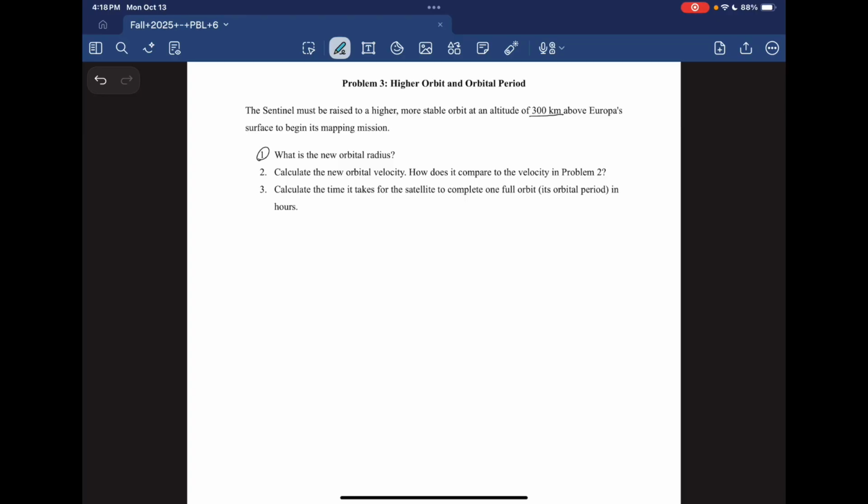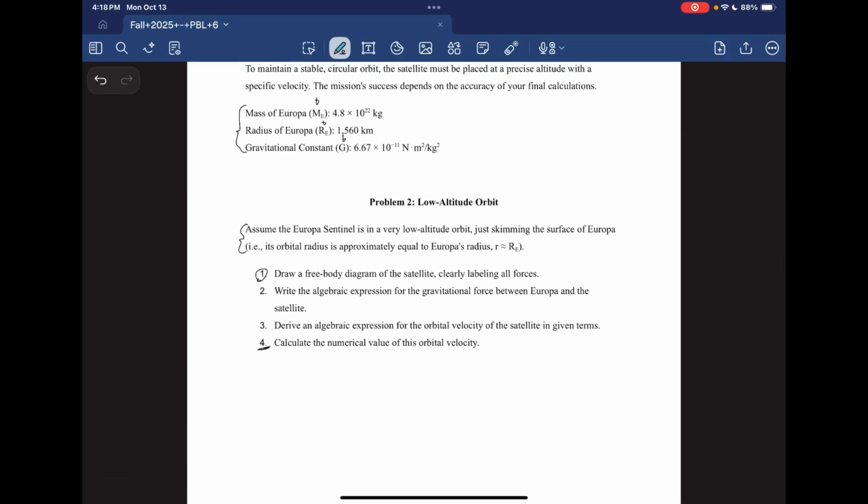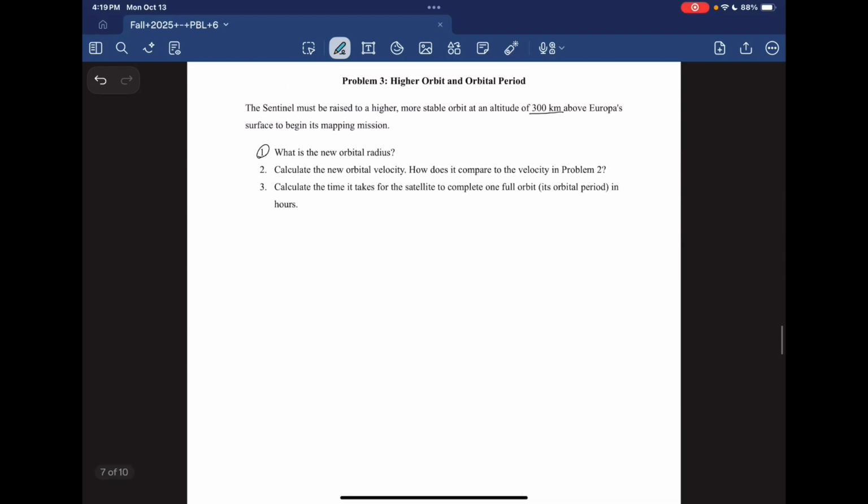So the first question is, what is the new orbital radius? This is pretty simple. Our previous orbital radius was 1560 kilometers. So we have that the new radius is equal to 1560, so that's the old radius, plus 300 kilometers. This is equal to 1860 kilometers, or 1,860,000 meters.